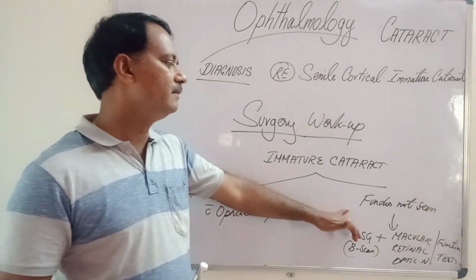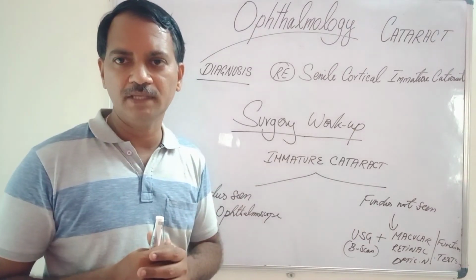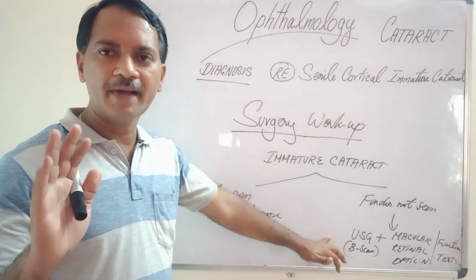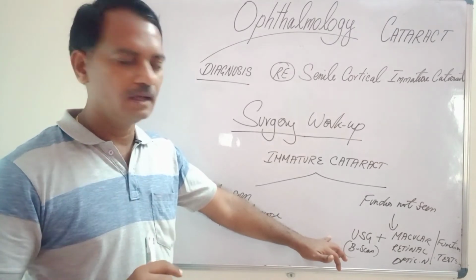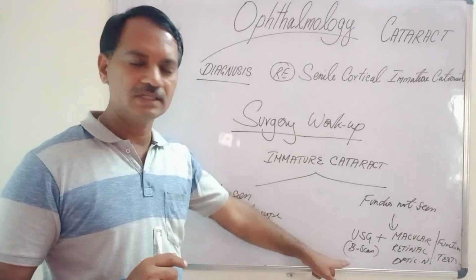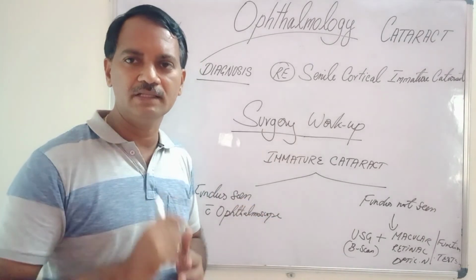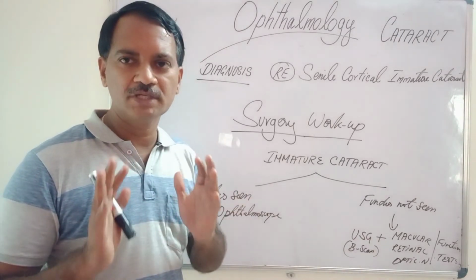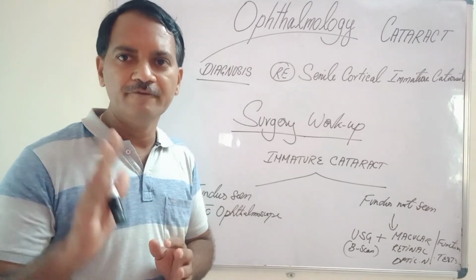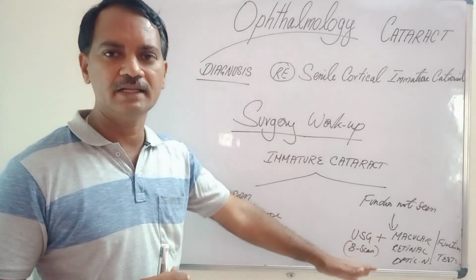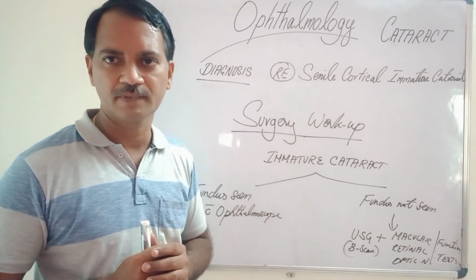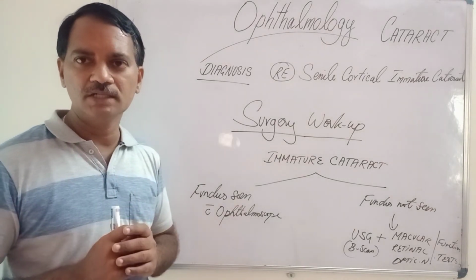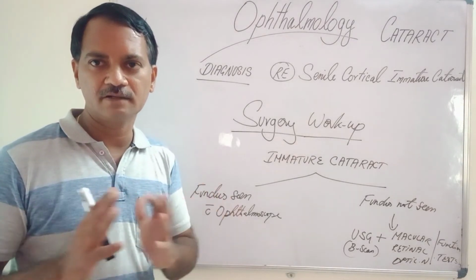If you don't see the fundus with your routine ophthalmoscopy, then you have to make sure the retina, macula and optic nerve are normal with an ultrasonogram, that is a B scan, which says whether anatomically the posterior segment is normal or not. To find out whether those posterior segment structures are functioning normally, we have to do a macular function test, retinal function test and optic nerve function test. This we have already discussed in our approach towards mature cataract management.